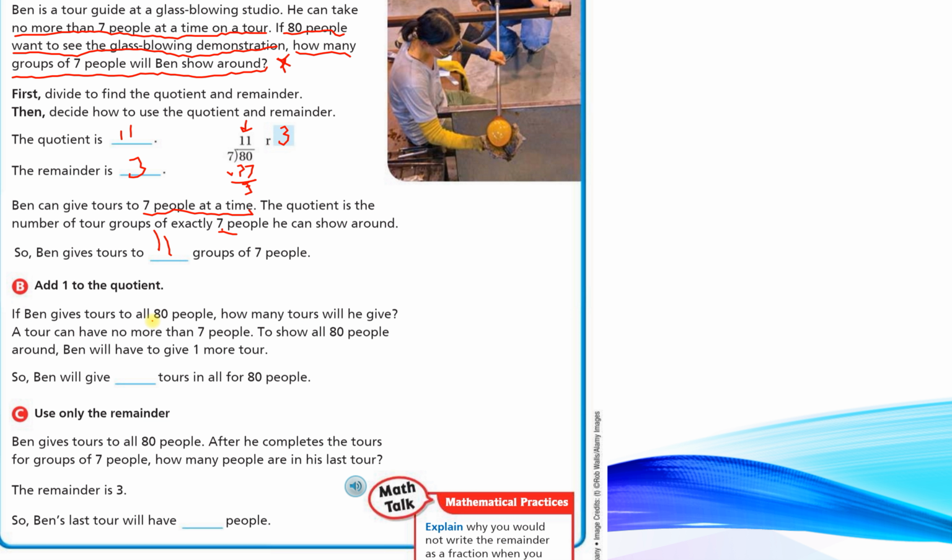So if he gives tours to all 80 people, how many tours will he have to give? Well, he gave 11 tours and 77 people went, but there are 3 people left over. Does he just say, all right, we're going to go on 3/7 of a tour and only go on part of the tour for those 3 people? Or is he going to take those 3 people on the full tour and just have a smaller group in that tour group?